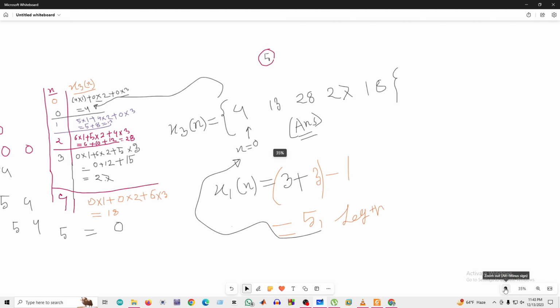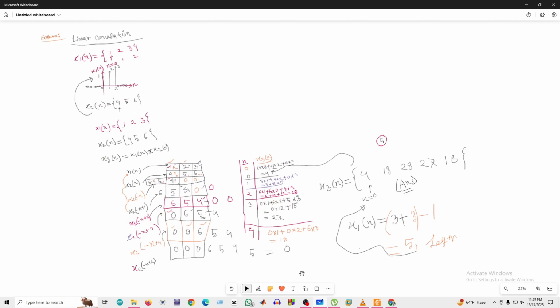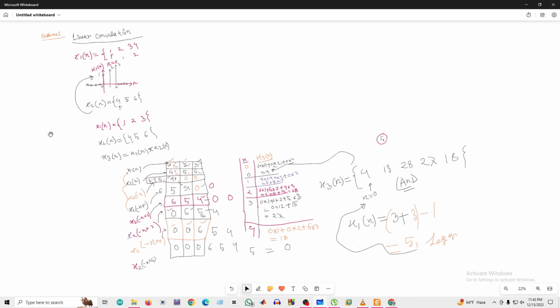If you consider your linear convolution here, your x1 of n and x2 of n, they both are aperiodic. Right? Aperiodic. And your output is also aperiodic. But whenever you do, this is the case of the DTFT.